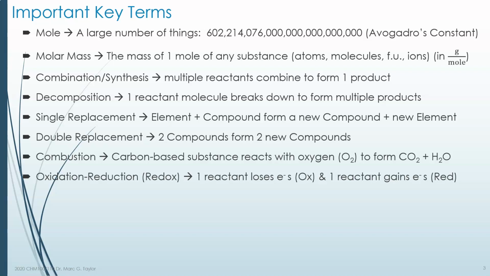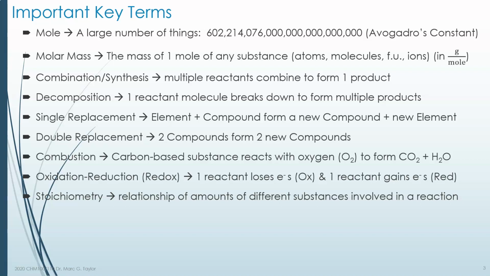And then the 6th reaction is called oxidation reduction. We shorten that. The abbreviation that most people in chemistry use is redox. Instead of saying red and ox for reduction and oxidation, we just pronounce the word redox. And this is where one of the reactants loses electrons. That process is called oxidation, and one of the reactants gains electrons. That process is called reduction, and you end up making at least two new products in the process.